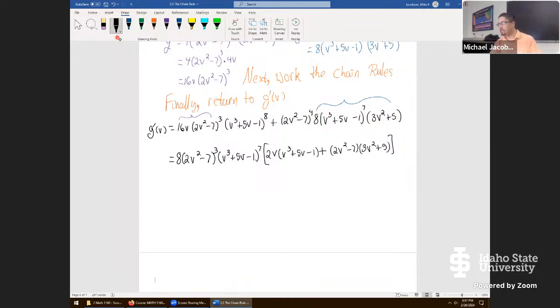So let me write in. First, it's a bunch of copying. 8, 2v squared minus 7, power 3. v cubed plus 5v minus 1 to power 7. I'll convert this to a large parenthesis where it was a bracket. And now start distributions. We'll get 2v power 4 plus 10v squared minus 2v.